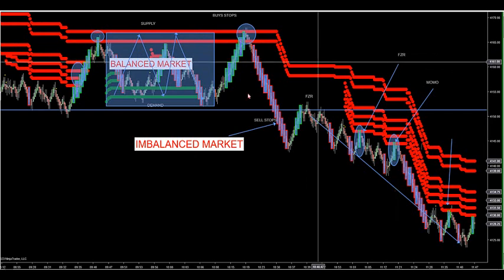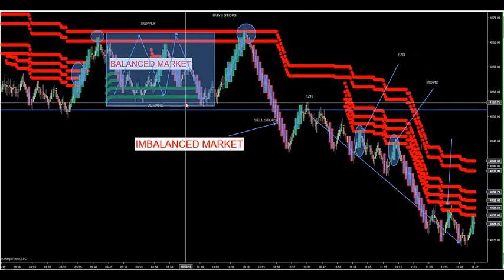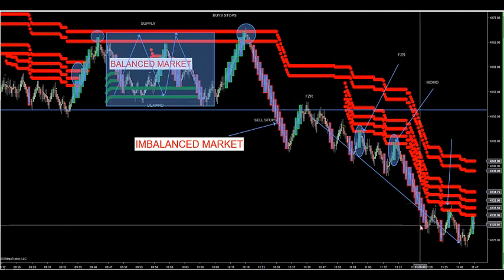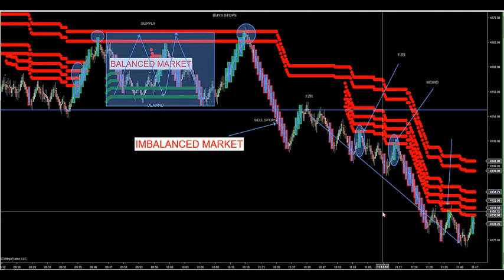As soon as you get outside this outer edge and cut through it, if you break the outer edge, look for a critical move to the downside or upside. All right, this is strictly order flow. It has nothing to do with my opinion, nothing to do with Gerald's opinion, nothing to do with your opinion.